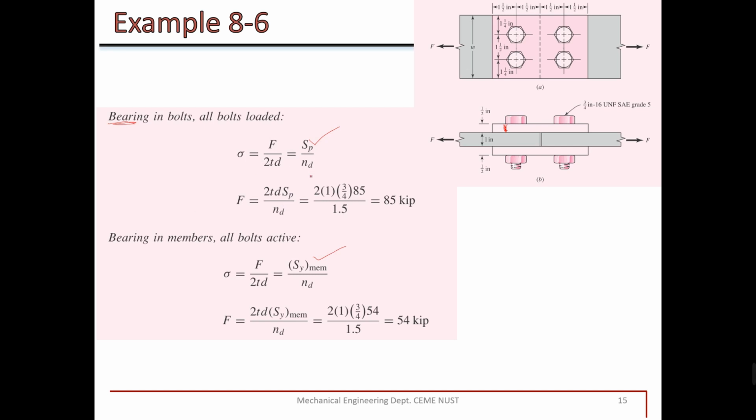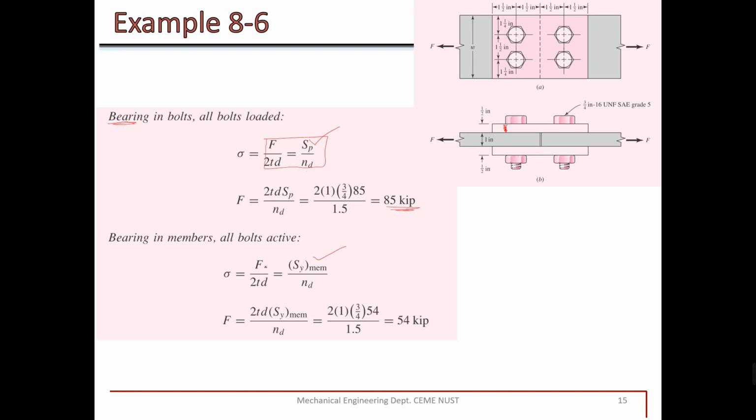Now we have the value of SP. The design factor of safety was 1.5. Sigma is equal to SP by ND, and sigma is equal to F divided by 2TD. Why 2? Because we have two bolts. So from this equation, F is equal to 2TD SP divided by ND. All the values are given, so we substitute values and we will get F is equal to 85.